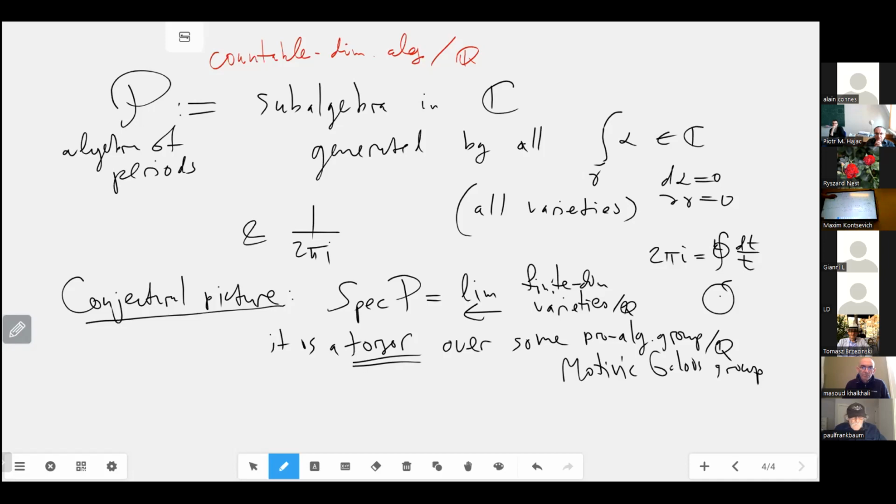In fact, there are two of them, because if you have a torsion, there's something active on the left, something active on the right. There are Betti and de Rham versions, coming from left and right action. And in fact, I proposed a formula.